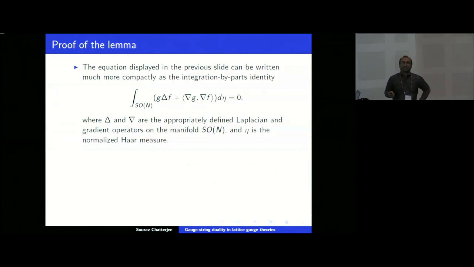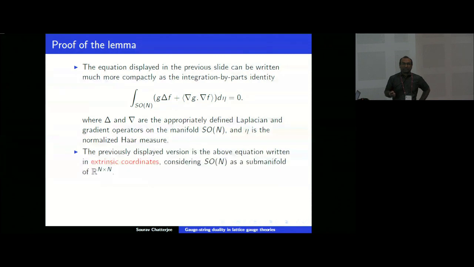Consider SON intrinsically as a manifold, and take the Laplacian and the gradient operators on this manifold, appropriately defined. Then you get an integration by parts identity for the Haar measure, and this reduces to what you have on the previous slide. So this is just this equation. The previous equation is just the above equation written in extrinsic coordinates, considering SON as a submanifold of R^(n×n). This is in intrinsic coordinates, and that was in extrinsic coordinates.